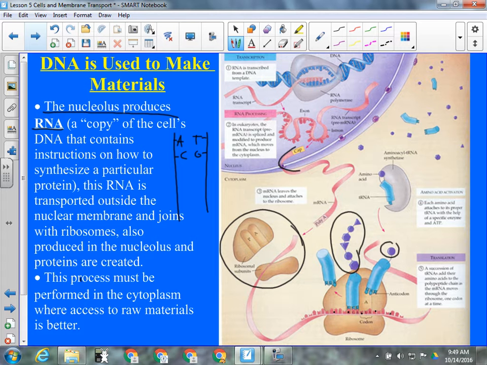The nucleolus also makes ribosomes. The ribosomes can actually get out through the nuclear pores as well. And so that's one of the things that the nucleus makes, these ribosomes. So if the nucleolus makes ribosomes, and all the information is in the nucleus, why don't we make the proteins in there?